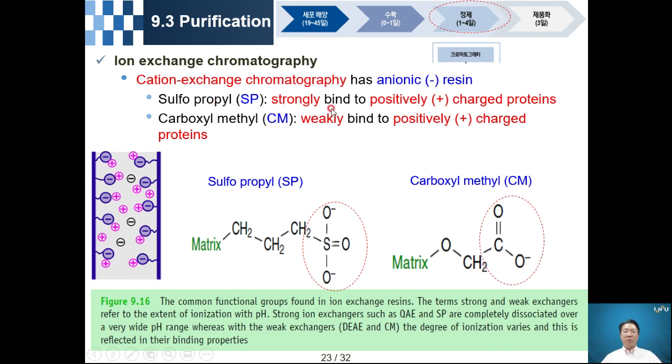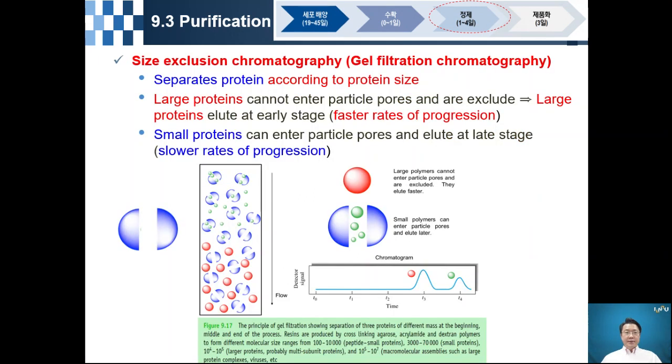The sulfopropyl SP can strongly bind to positively charged proteins because it has two negative charges. And CM, carboxyl methyl, can weakly bind to positively charged proteins, because it has only one minus charge. So in most cases we use the SP resin, but sometimes we use CM. But in most cases we use a strong anionic resin, the sulfopropyl, like this.